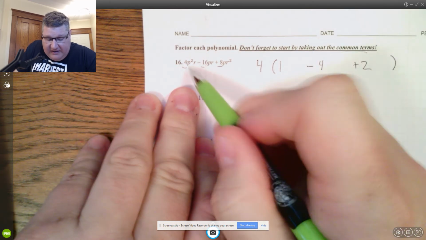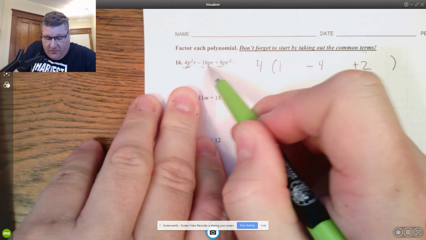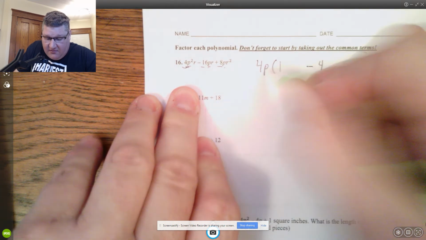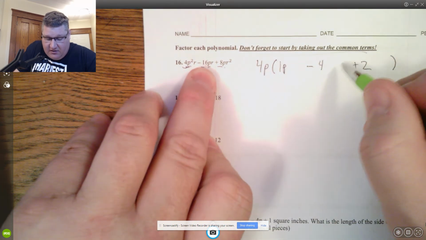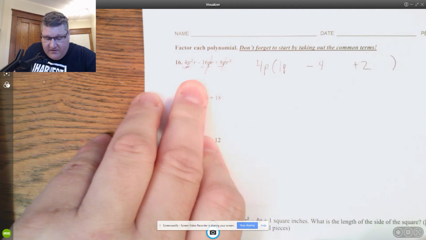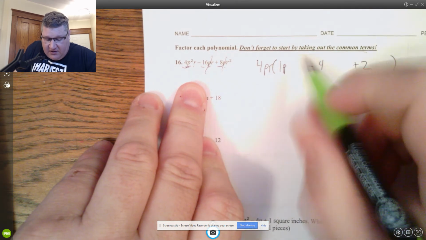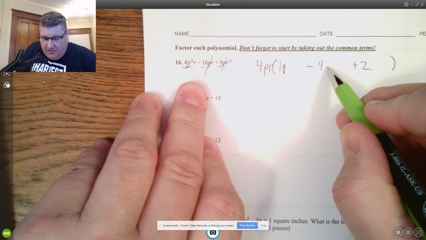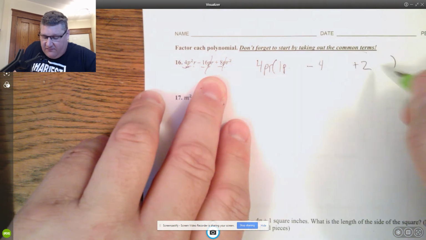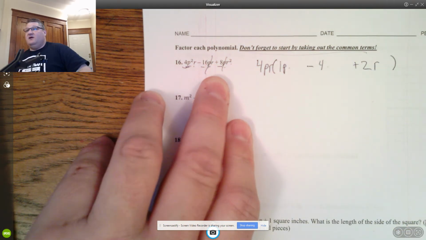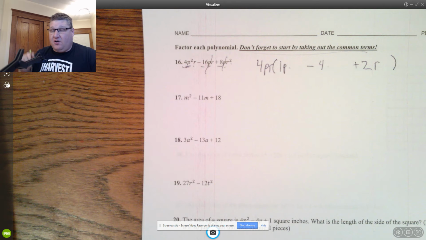Now, how many p's can I take out? Well, I got 2, I have 1, I have 1. I can take 1 p out, leaving 1 here, none here, and none here. I can take an r out, leaving none here, and two of them, take away one of them, is 1 r. So there we go. At this point, I factored it all out.